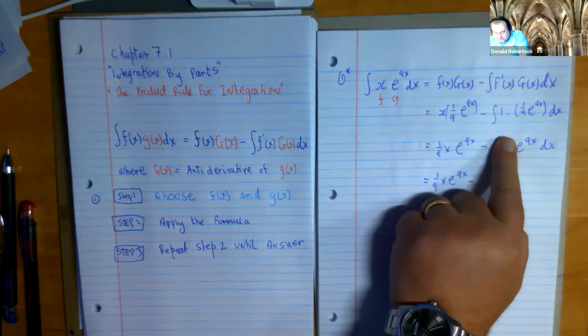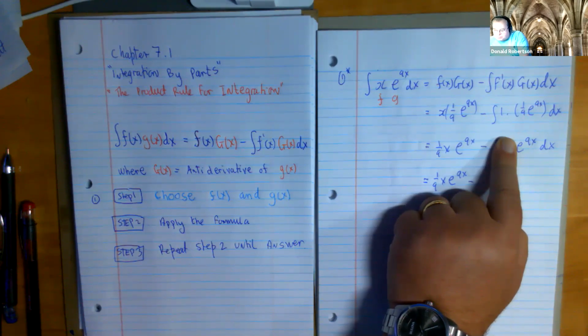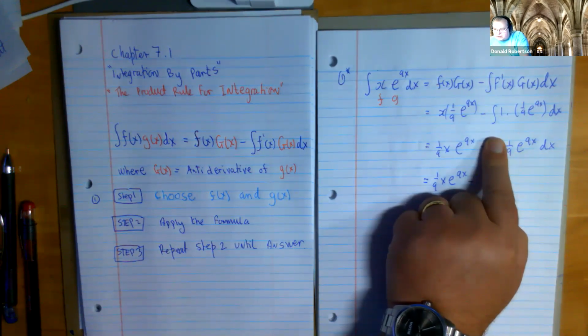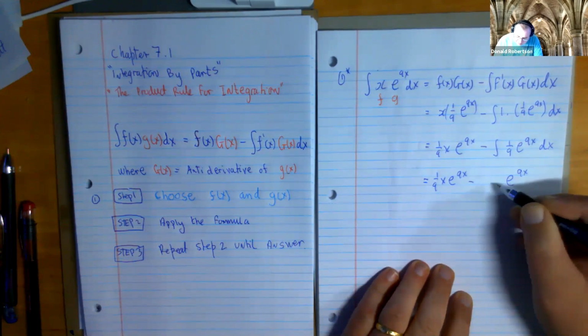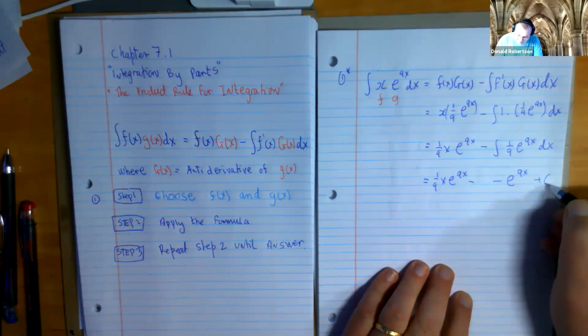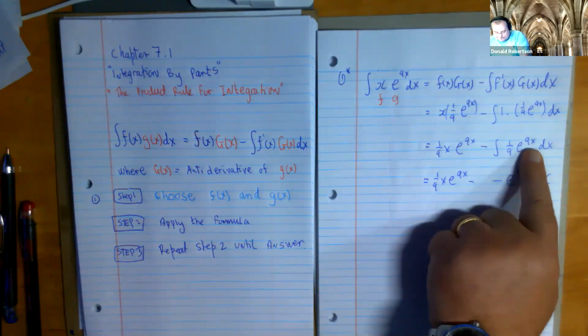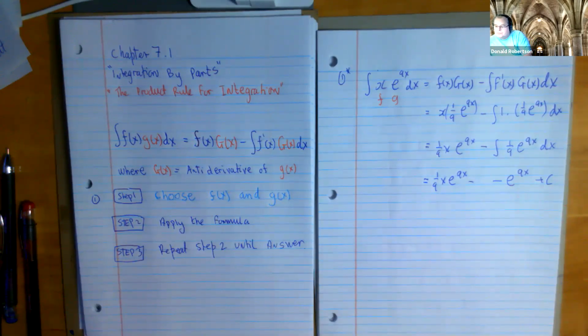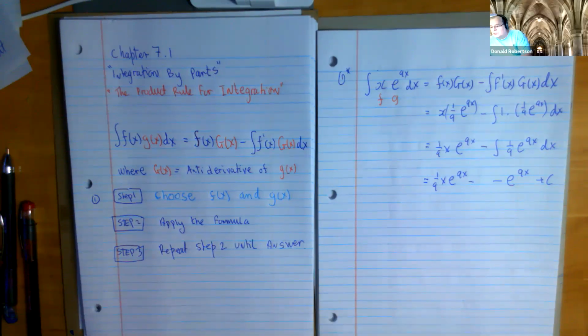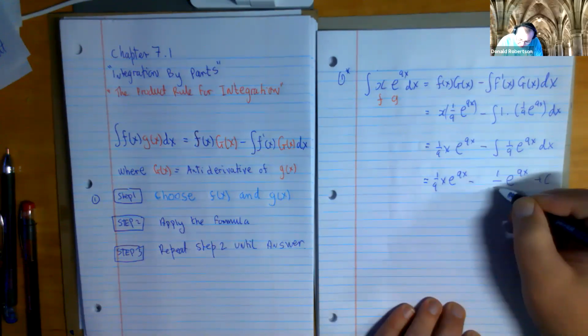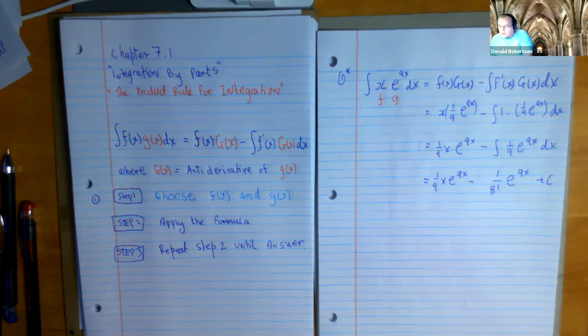Okay. If it was just e to the 9x, wouldn't I get 1/9 e to the 9x? But since it's 1/9 of e to the 9x, what fraction goes here? Is it 1/81? Yeah, it's 1/9 times a 1/9. And so I don't have to rewrite that. We just did it all in one go. Can you see you've now got the answer?